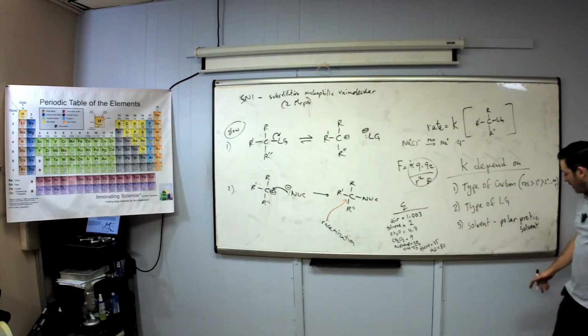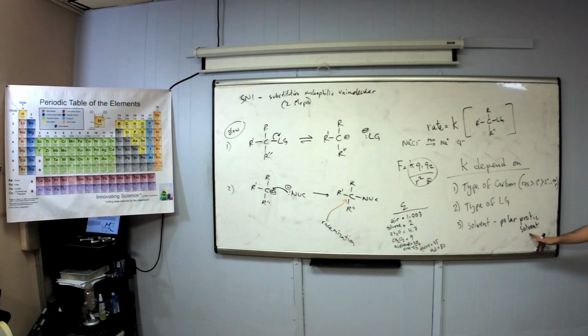Water happens to be a polar protic solvent. In fact, your polar protic solvents are going to be water, alcohol, or a carboxylic acid. If there's anything that's not on that list that's a polar protic solvent, then it's a small chance you're going to see that.